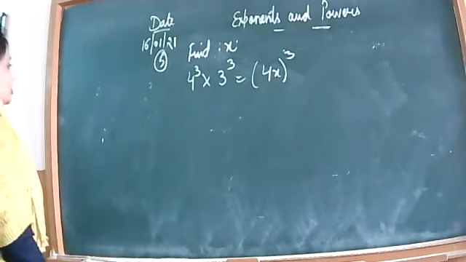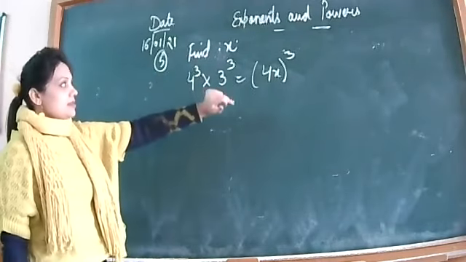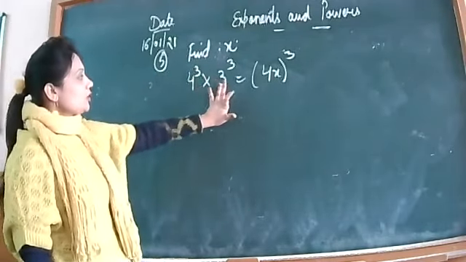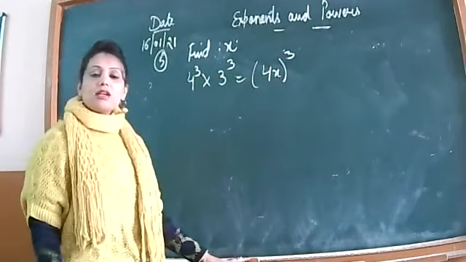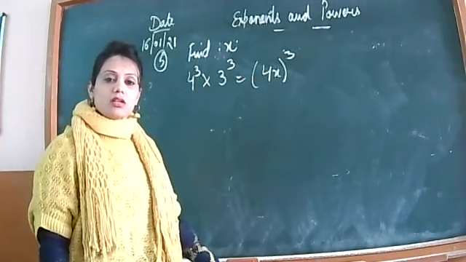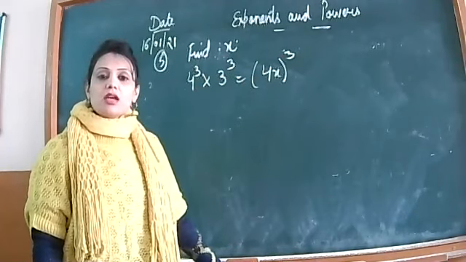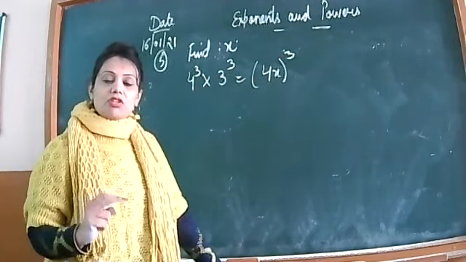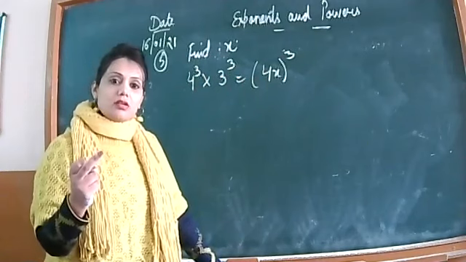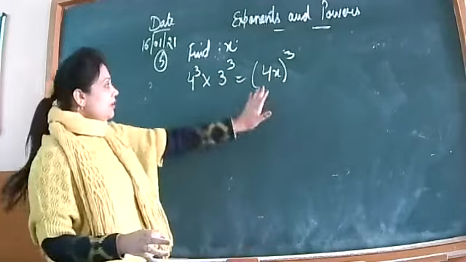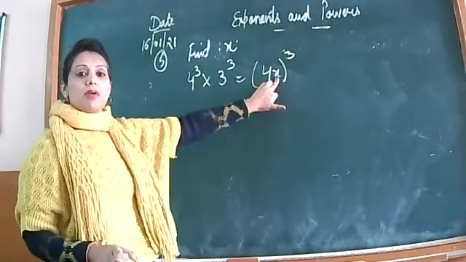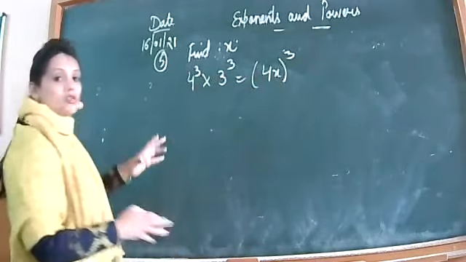Now come to the next question. Find x. 4 cube into 3 cube is equal to 4x whole cube. So beta, earlier we have done questions of find x in which the x was in the power. Okay? Then we found x by applying the law. Here we can see our x is in the base. So the method is almost the same.